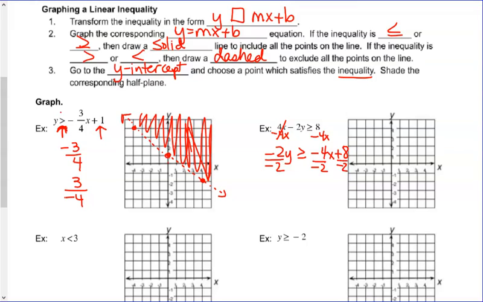a -2. Now I hope there is a bell ringing in your head or a flag waving in front of you that when you divide by a negative with an inequality, there was something extra we had to do. We had to flip this inequality. So I'm going to now make that a less than or equal to, and then simplify here. -4 divided by -2 is a positive 2x. Positive 8 divided by -2 is a -4. Therefore, there is my y equals mx plus b equation form. This being my b, which is the y-intercept.